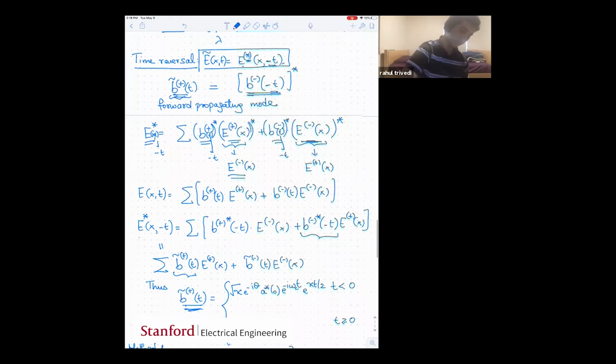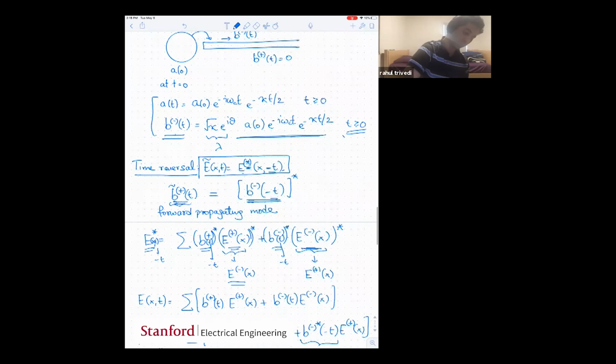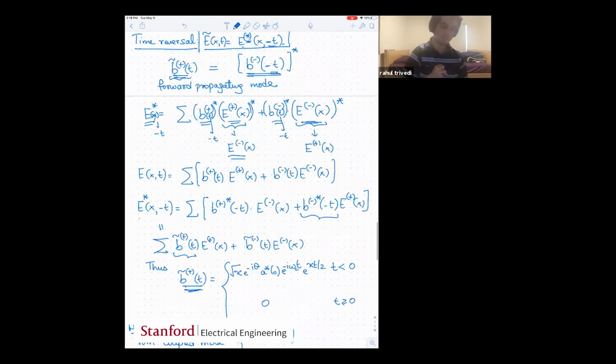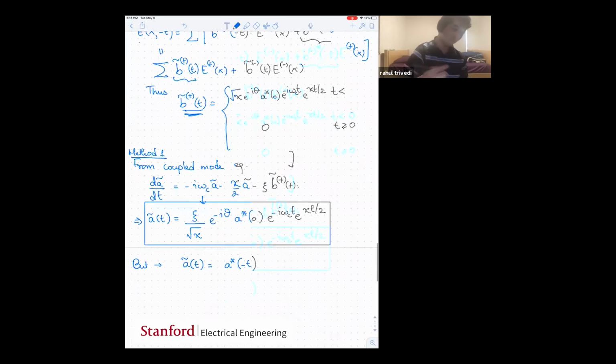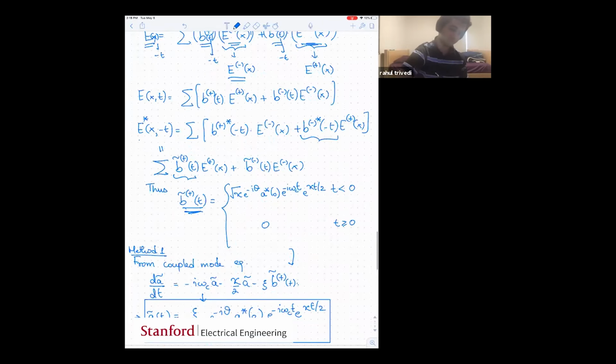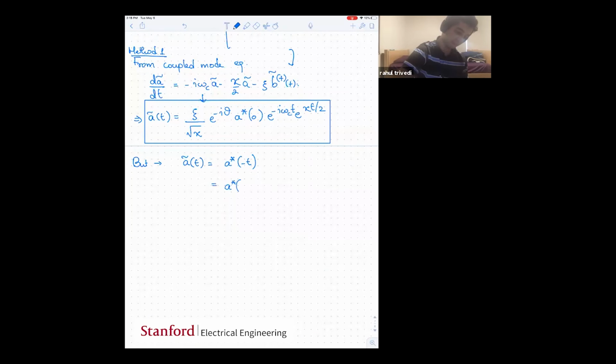So we should be able to time reverse the cavity amplitude, which is a of t here, and get the solution of the time reverse problem. So what is the time reversal of the cavity amplitude? Well, it is simply just using this expression. This should be equal to a star of 0 exponential minus i omega c t exponential kappa t by 2. Does this make sense?